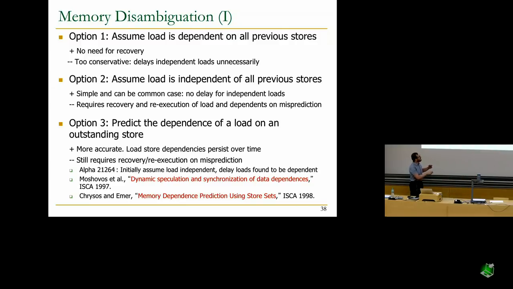And we assume it's independent. And if we're wrong, we flush the pipeline, set a bit in the instruction cache for the load, saying that the next time you execute this load, don't assume that it's independent. Wait for all of the stores. That was a very simple prediction mechanism, right? One bit per machine. But there are a lot of other proposals.